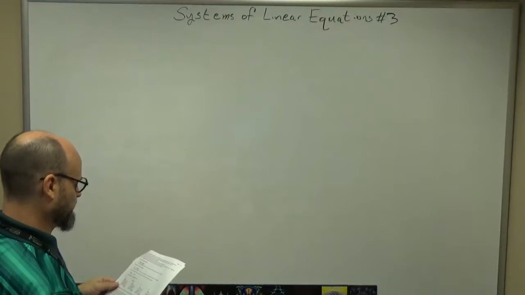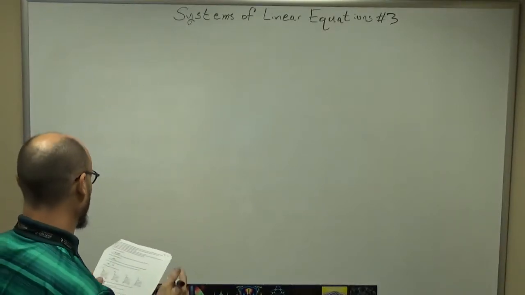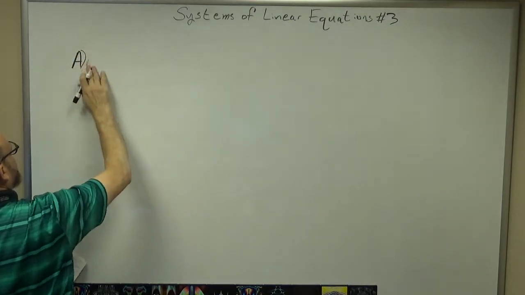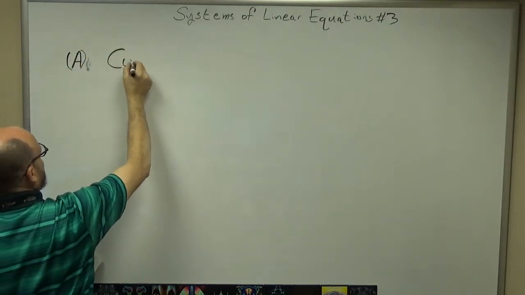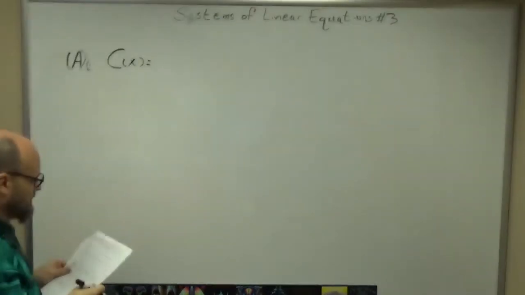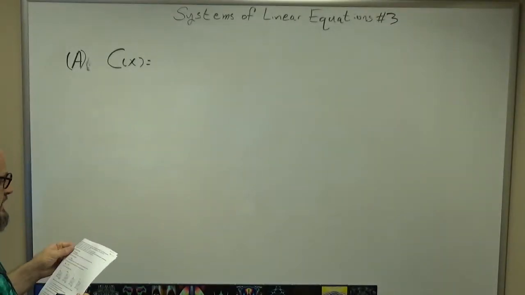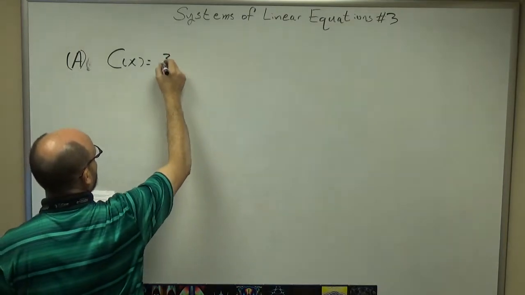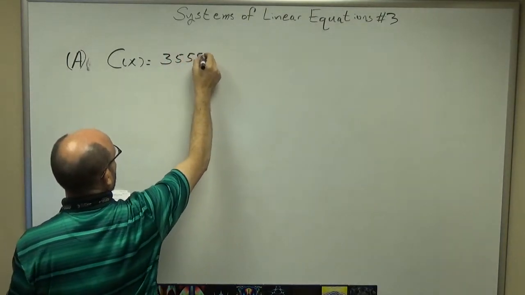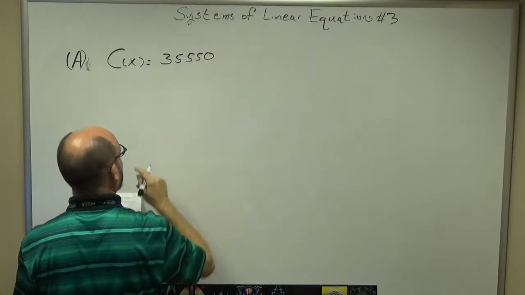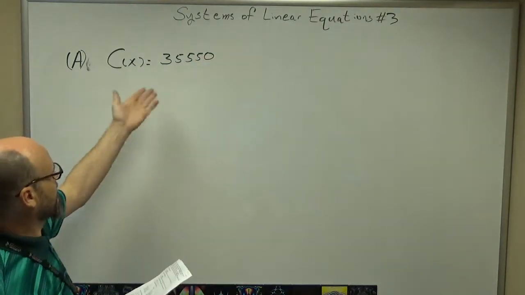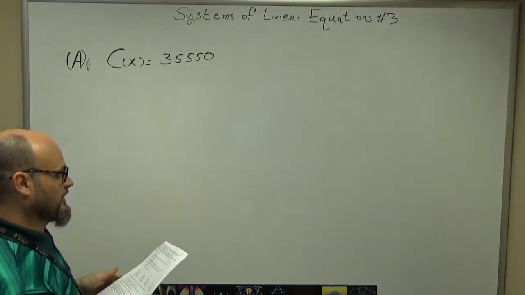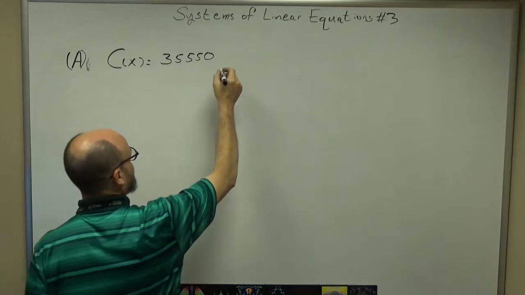So we know that for part A, we want the cost equation, so we have C of x. Well, it said that the monthly fixed costs are $35,550. That's no matter what, you're going to pay that if you make zero, because you've got to pay rent and all that kind of stuff. And variable costs are $7.45 per DVD.